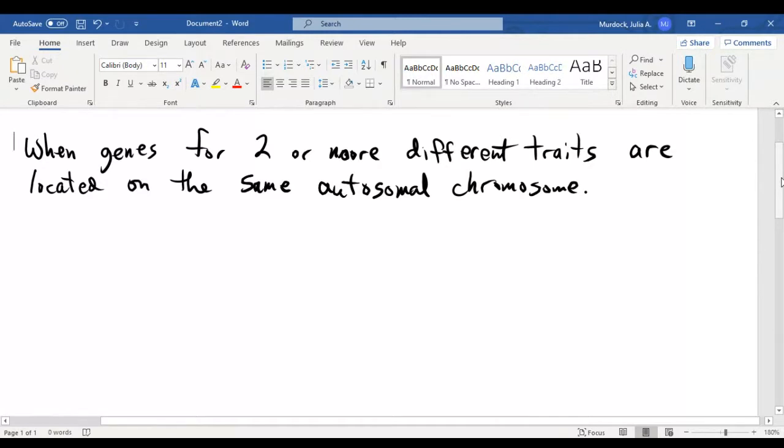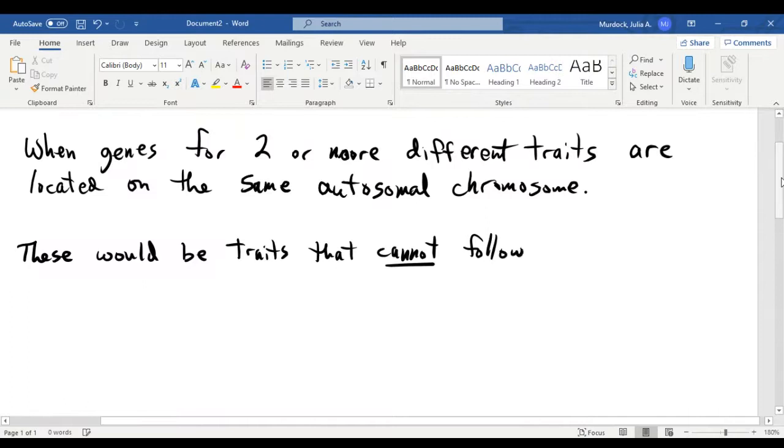Okay, so remember that these would be traits that cannot follow the law of independent assortment.